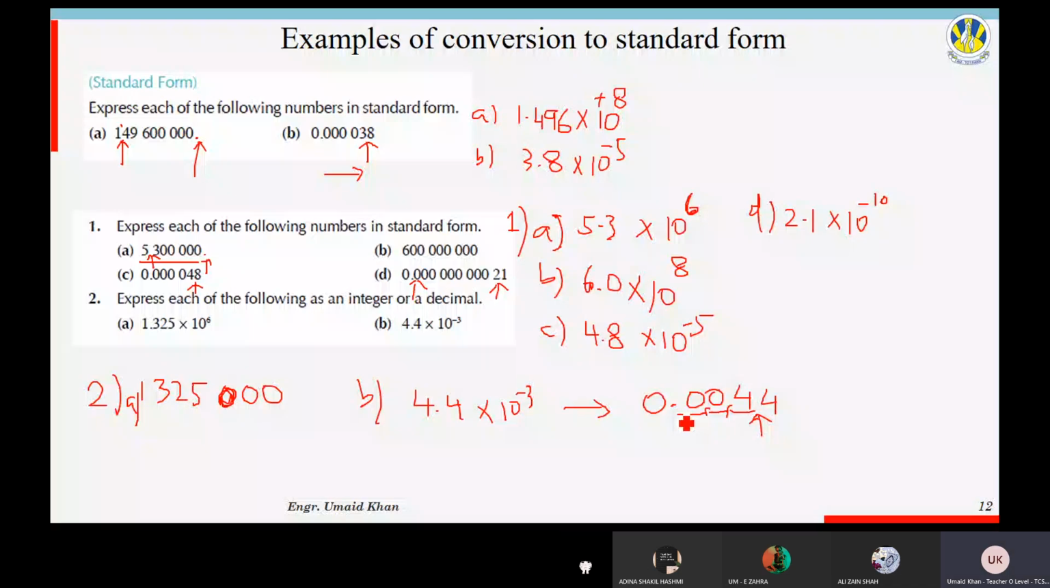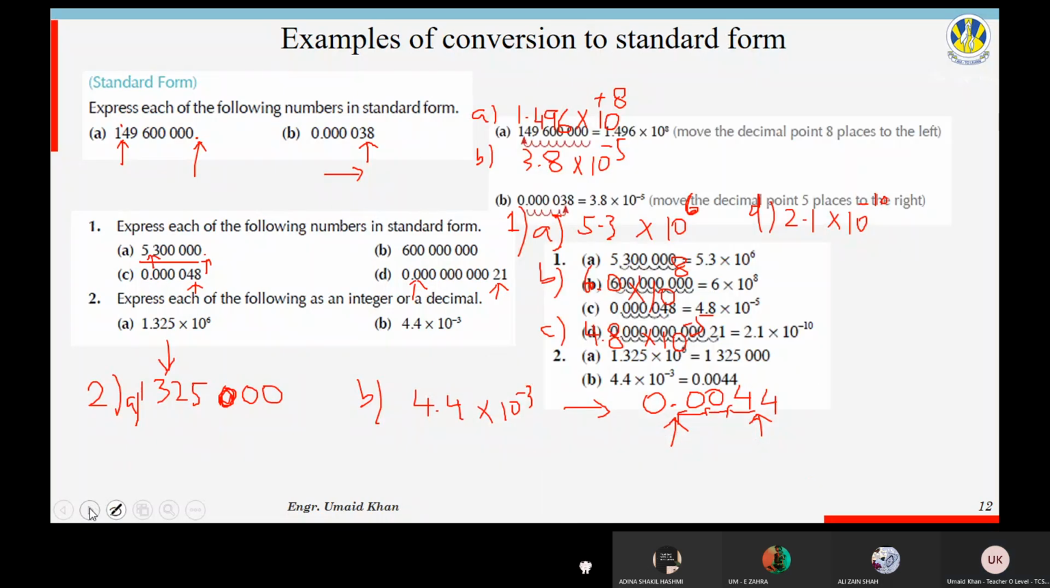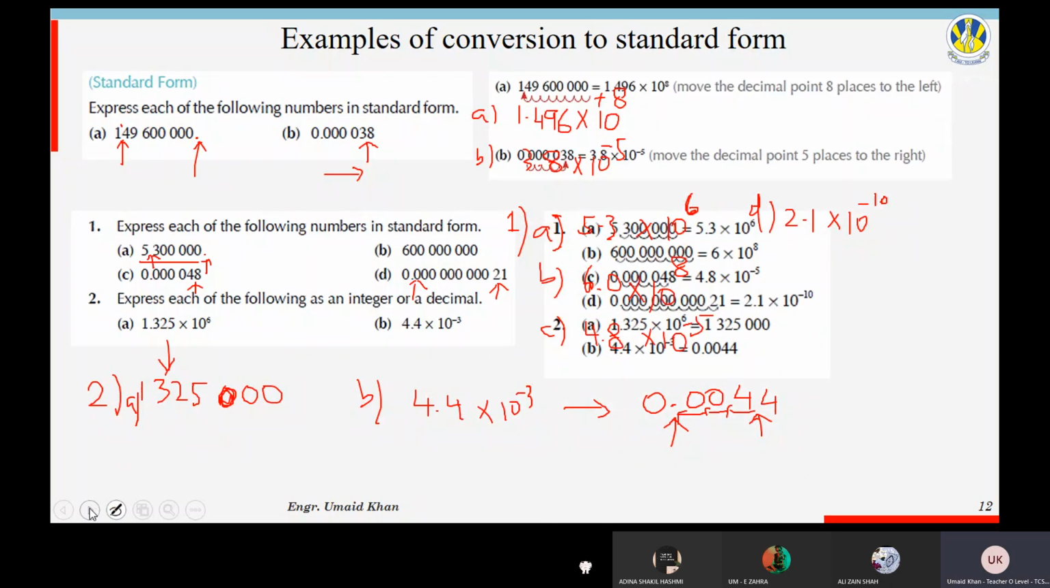Okay. And when the power of 10 is positive, the decimal moves to the right. And when it's negative, it moves to the left. So you just have to remember these things in your mind and these questions will become very, very easy. Okay.